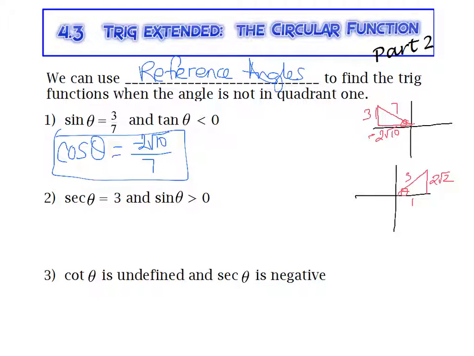Nope, I'm in the first quadrant. Everything's positive. And again, the hypotenuse will always be positive. It's only your opposite and adjacent that you have to worry about whether they're going to be negative.